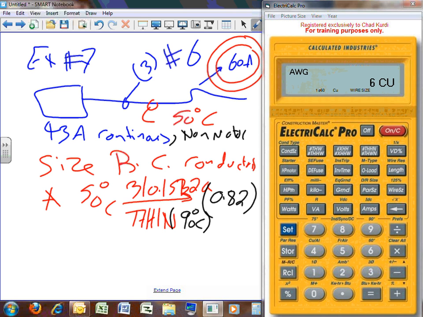Where's that? 310.15 B2A. This is on page 150 in the NEC code book. Page 150. Cool? Everybody's there? If you don't know how to use this table, please learn how to use it. If it's 60 degree rated temperature, you go to 60, 75, 90, based on the insulation. How do I know that THHN is 90 degrees?